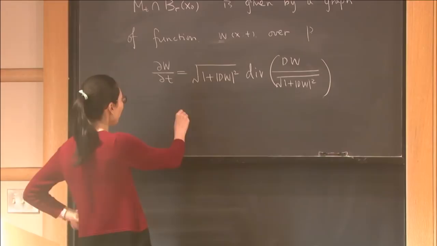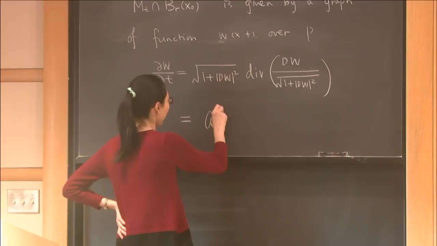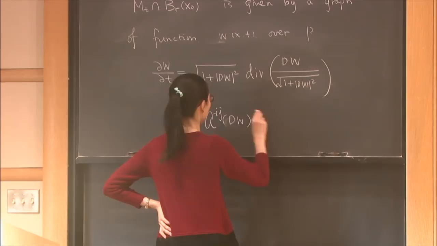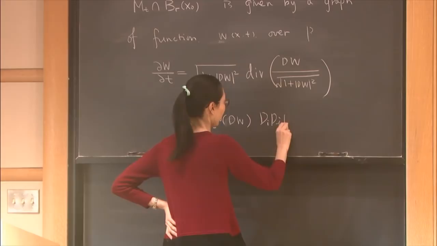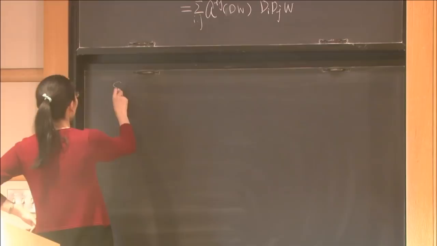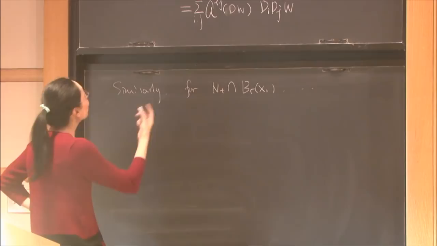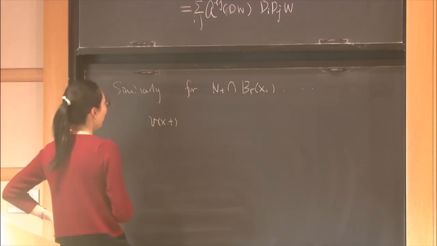Right, so I'm going to introduce some notation. After all the tedious calculation, you will find that this can be written as some a_ij(x) with D_i meaning taking partial derivative with respect to the x coordinates. Similarly, for N_t intersect B_r(x0), it is given by a graph of a function, say v(x,t). So this v is going to satisfy the same equation.